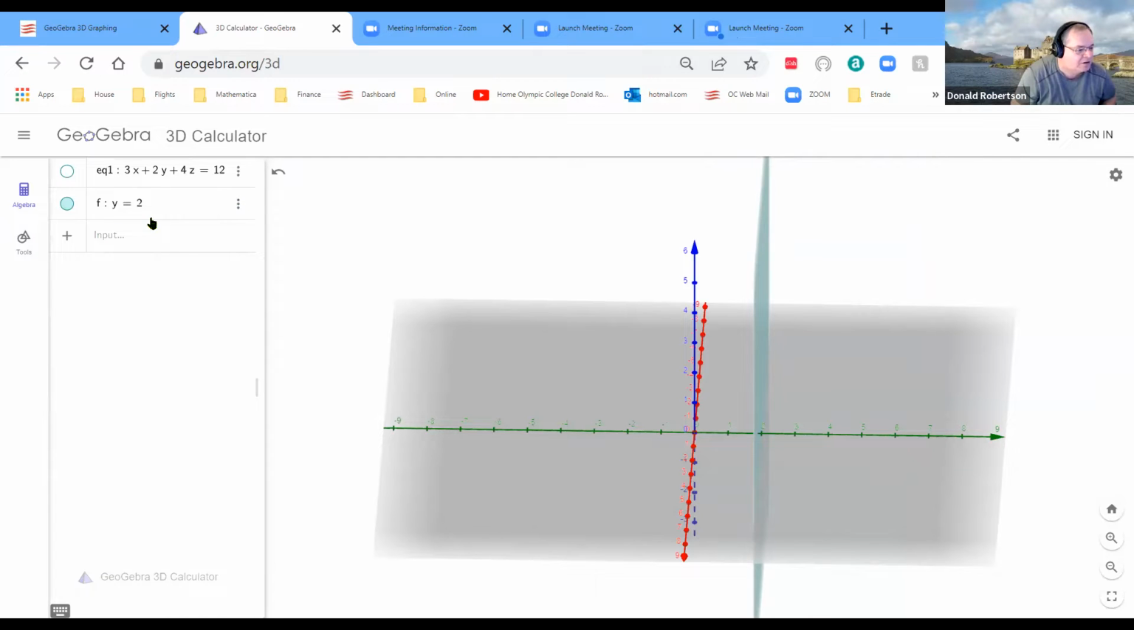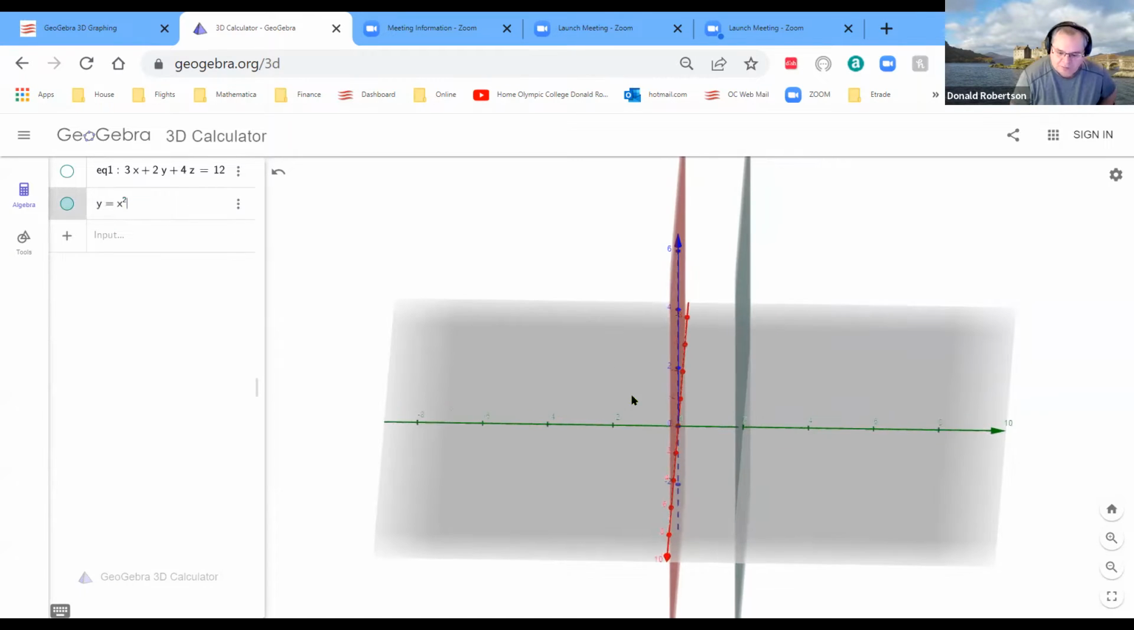Let's see if I'm right. Y equals x squared. What happened to that? Go away. I may have put something else in here by mistake. There we go. Prove me right. Where is my curve?